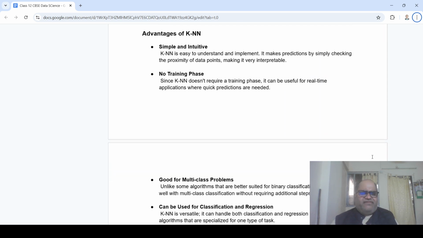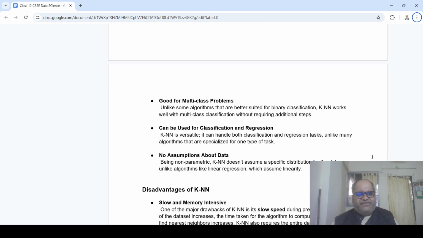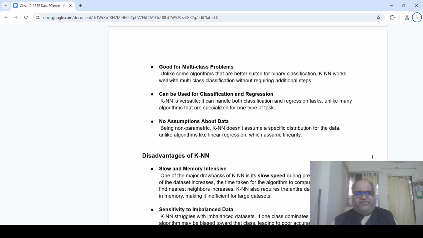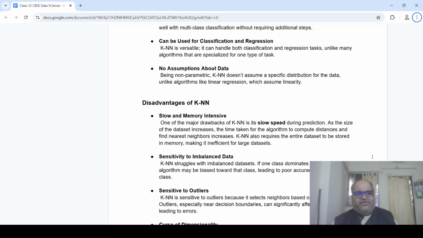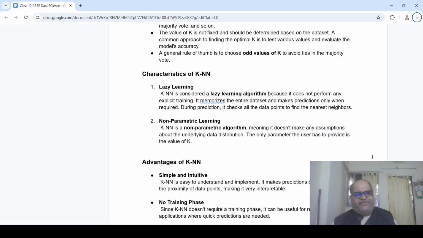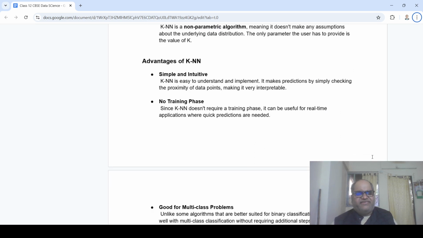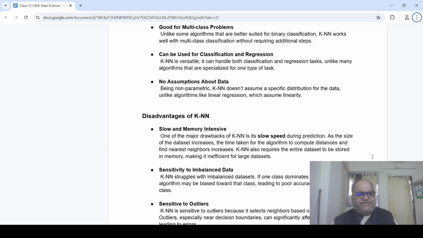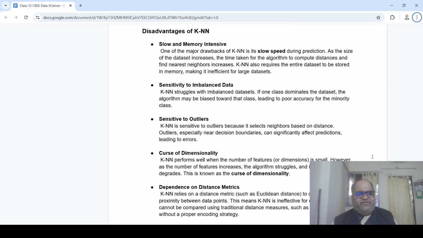As you might have seen, it is simple and intuitive, with no training phase, and good for multi-class problems. So when you are looking for scenarios where the number of classes that you have to predict is very high, k nearest neighbors are known to do well. Say, for example, disease classification. You could have hundreds of diseases, right? So even more than 100 can be used. No assumption about data, which was the non-parametric part of it. So lazy learning and non-parametric learning are key characteristics. Advantages, disadvantages we saw. Of course, it will be slow.